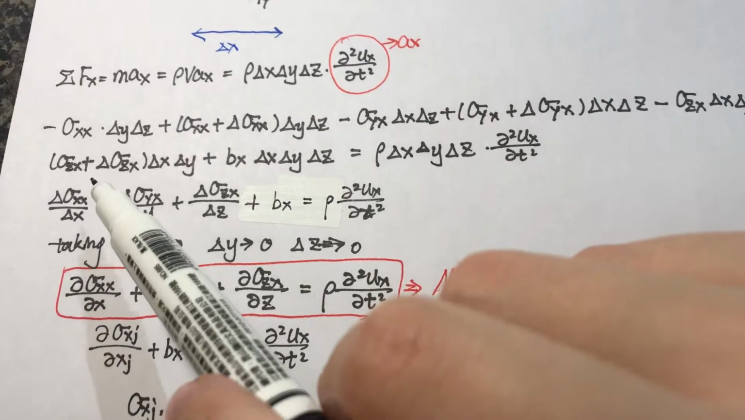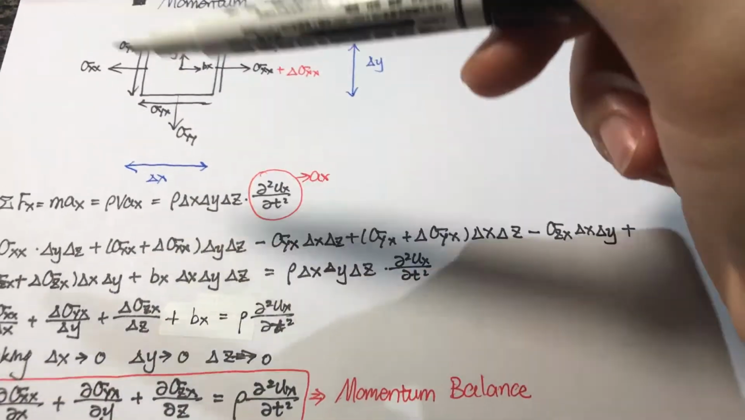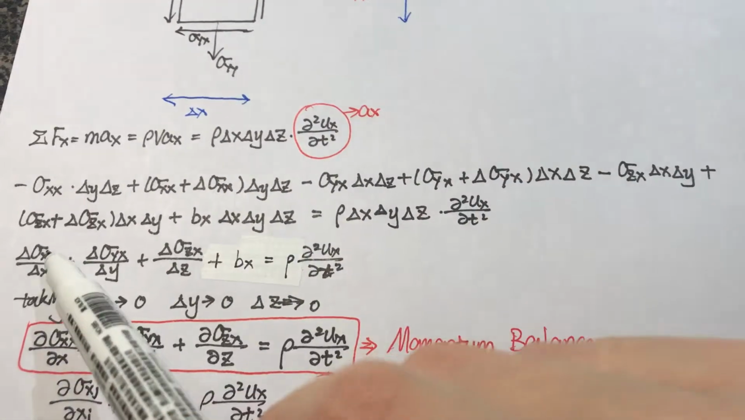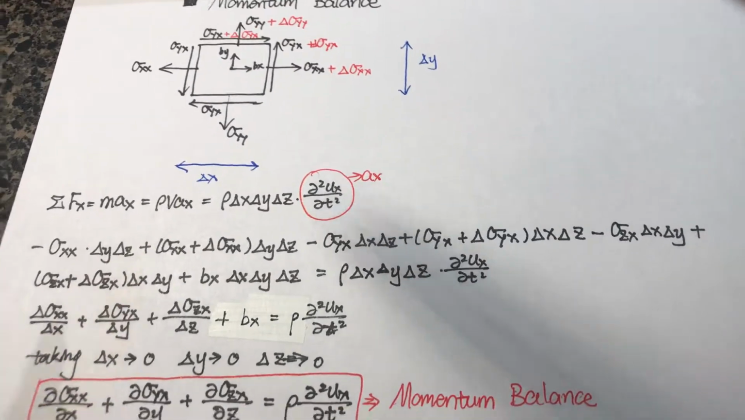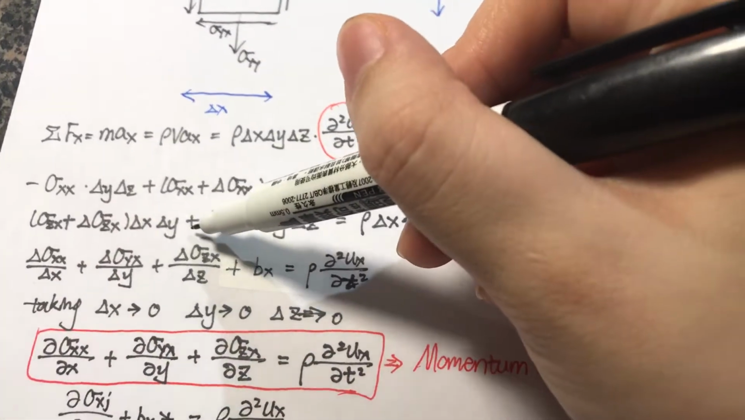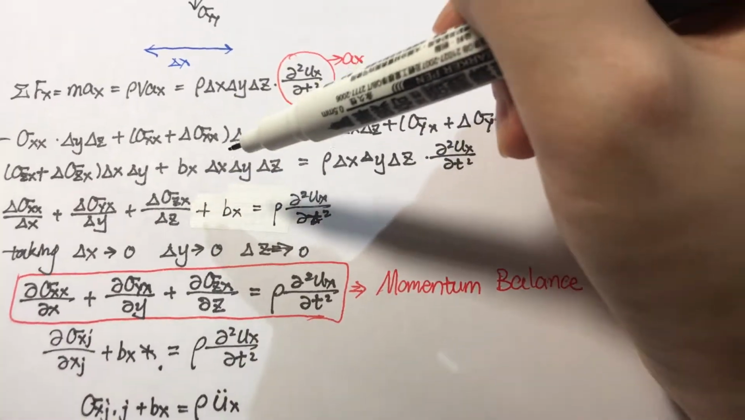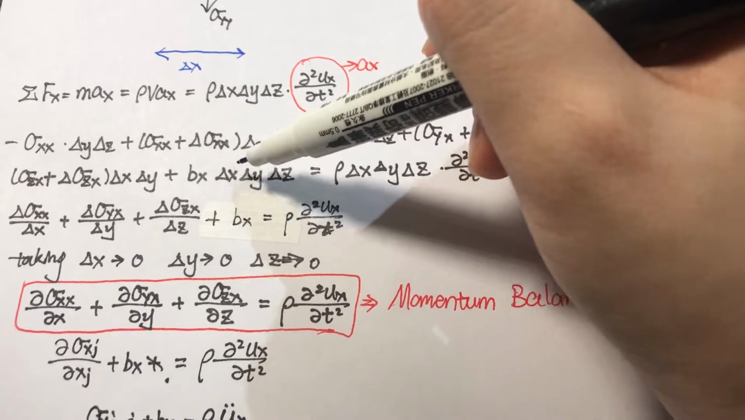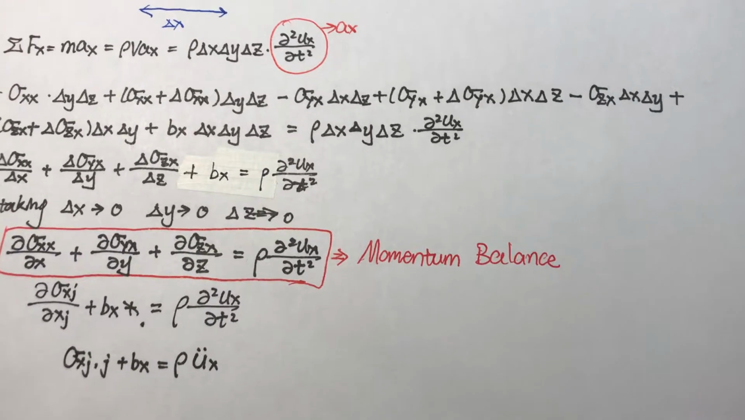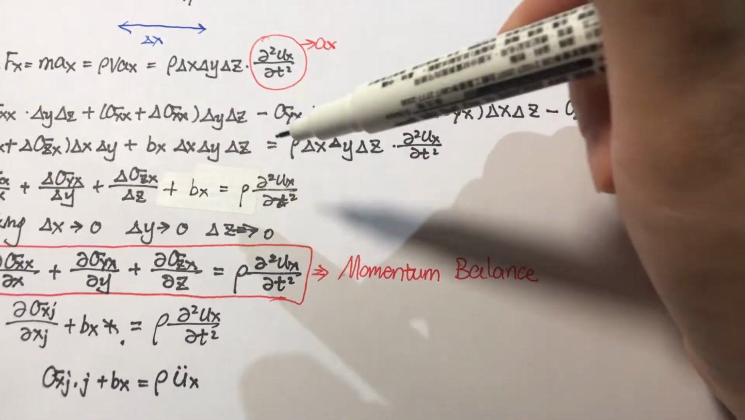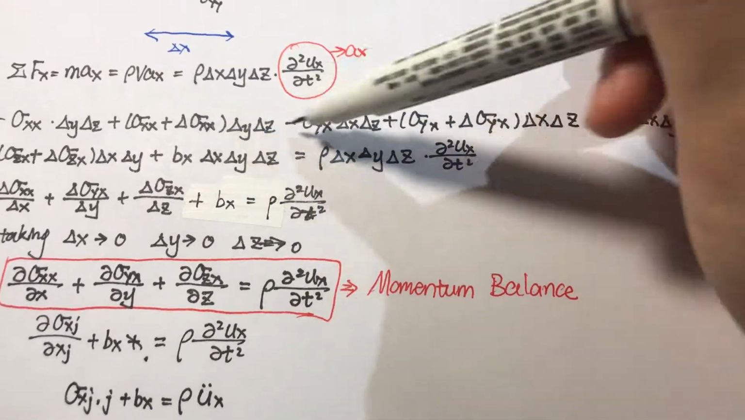So we also have the sigma zx here, which is out of the page, and the sigma zx plus delta sigma zx, which is inside of the page. Now we also add the body force. The body force here is multiplied by delta x, delta y, delta z as the volume of it, and we equate it to Newton's second law, which is max, which is this term we have here.